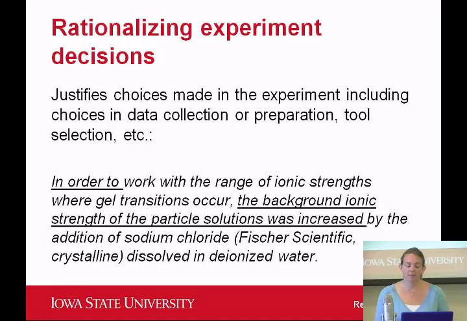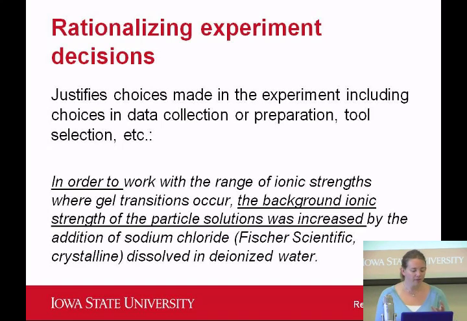Our next step is called rationalizing experiment decisions. And this step functions to help justify the choices that were made in the experiment, including choices in your data collection, your data preparation, your choice of tools, etc. And this step really functions to help enable the author to connect the experiment with an overarching purpose, to connect the experiment to the research objectives or the research questions guiding the study, and to indicate the reason for, the purpose for certain experimental steps.